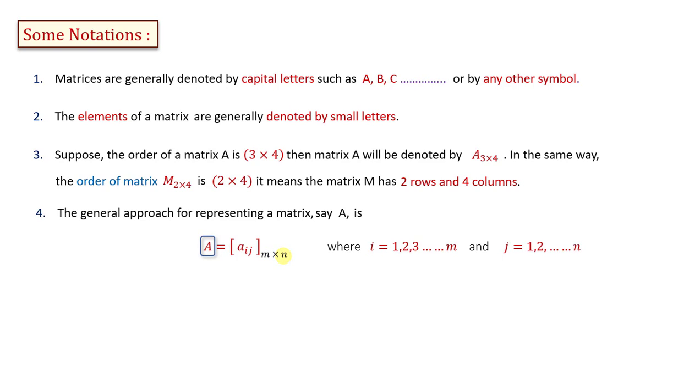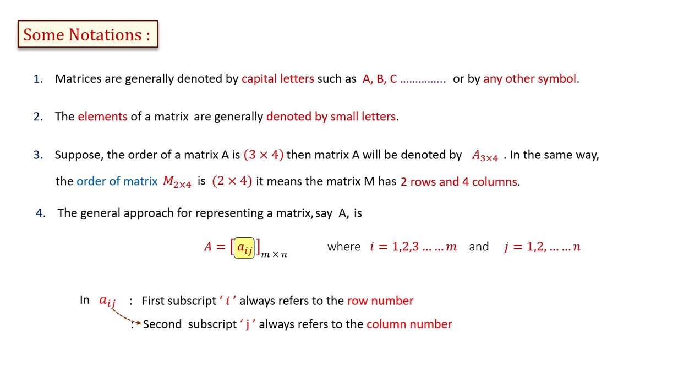The actual elements of a matrix A are not given, but they are represented by the symbol Aij, which will be defined by a given rule. Here, the symbol Aij will be read as A suffix ij or simply Aij. In Aij, the first subscript always refers to the row number and the second subscript always refers to the column number.